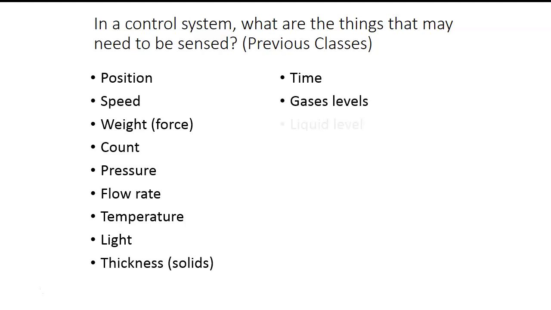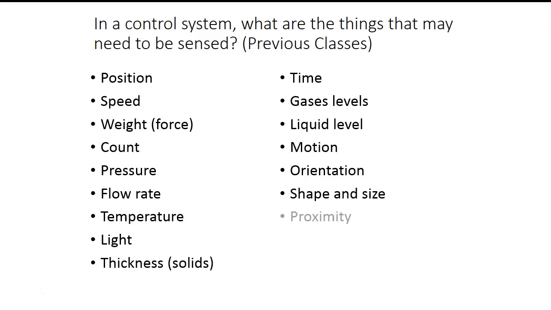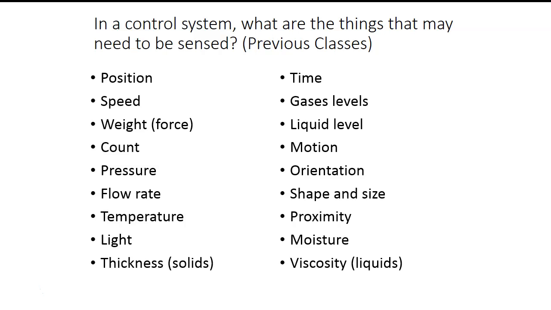Gas levels, somebody brought that up. I didn't write it. Liquid levels, so the levels of objects, right? Motion. I actually mentioned that, that we have motion detectors. Orientation, shape and size, we brought that up. Proximity at a certain location. Moisture content. Viscosity, which would be the actual thickness of liquids, and that's what we can look at.